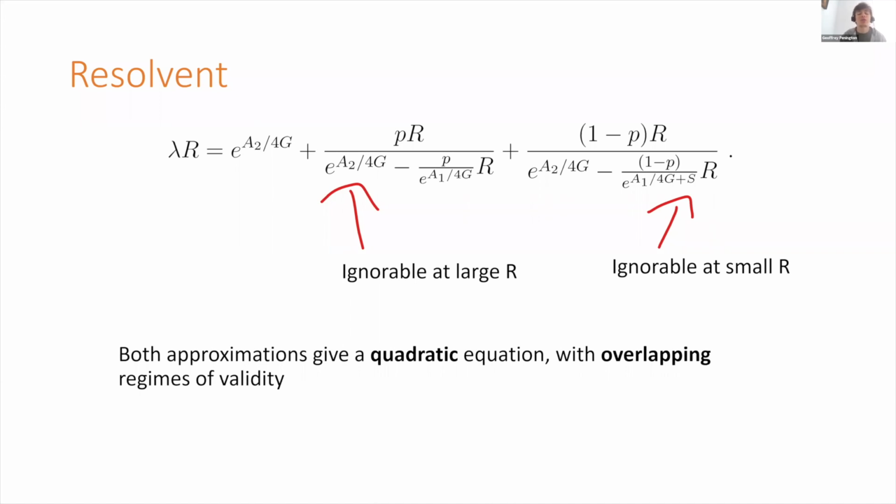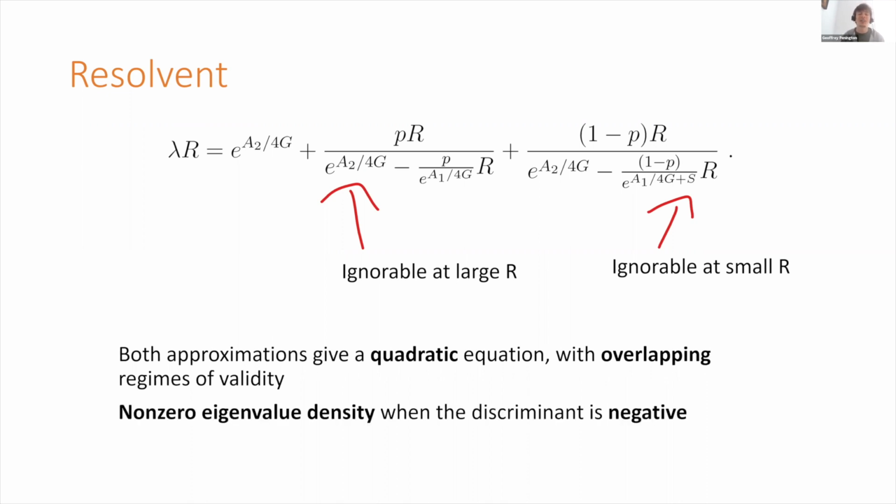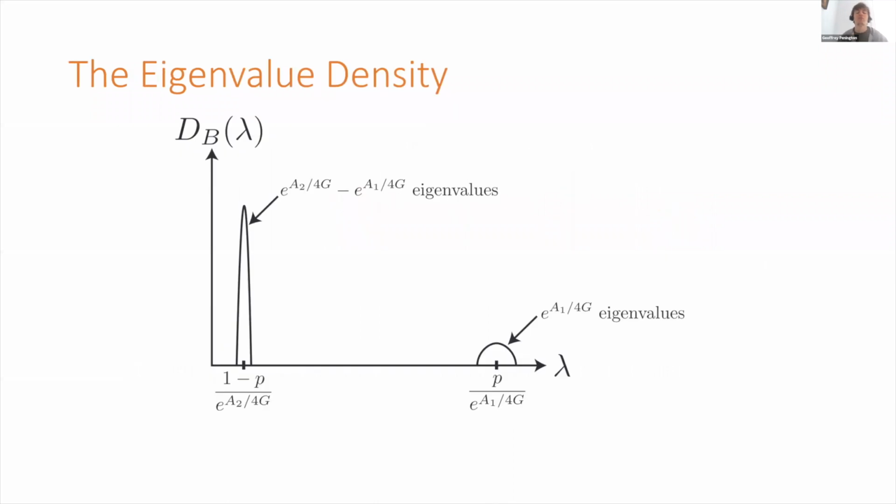If you make either approximation, you get a quadratic equation rather than a cubic equation. That's actually something that can be usefully solved. And in particular, you find that the solution for R has a non-zero imaginary part, i.e. corresponds to a non-zero eigenvalue density, whenever the discriminant of the quadratic equation is negative. Okay, and that's just some simple equation in terms of lambda. Skip a few steps, let's look at the final answer.